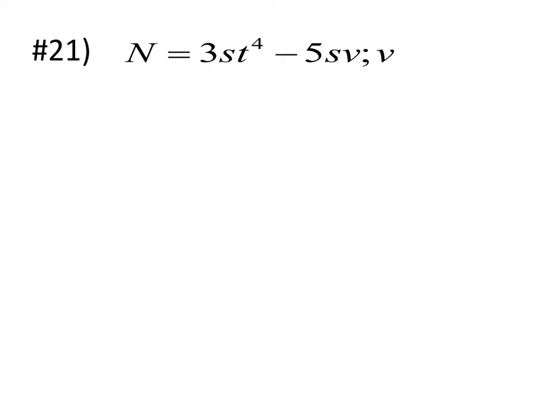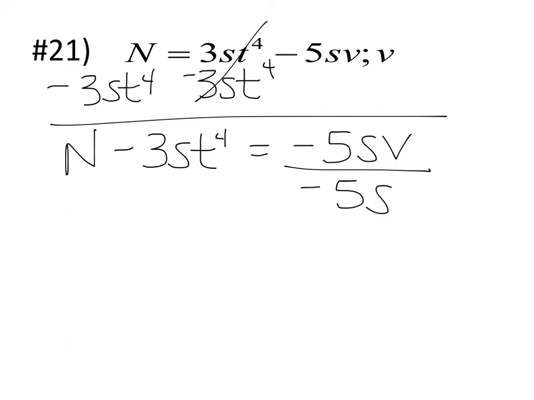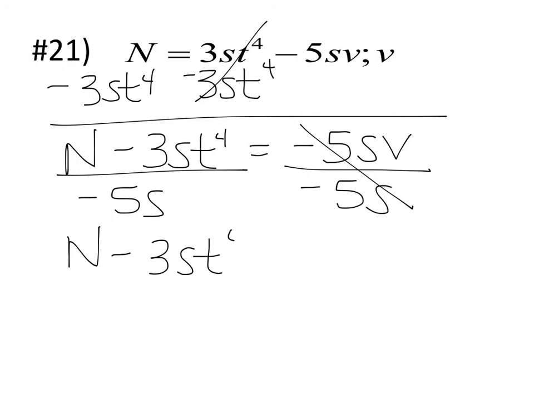Okay, now we want to solve for v, so we're going to subtract 3st to the fourth from both sides, leaving n minus 3st to the fourth equals negative 5sv. Then we're going to divide both sides by negative 5s. Those cancel, leaving n minus 3st to the fourth over negative 5s is equal to v.